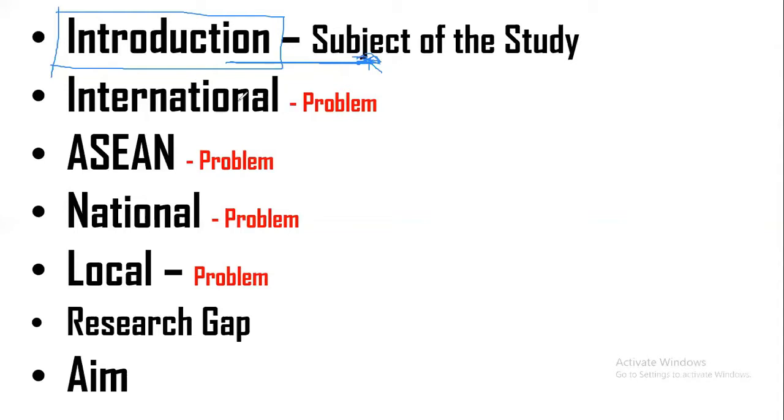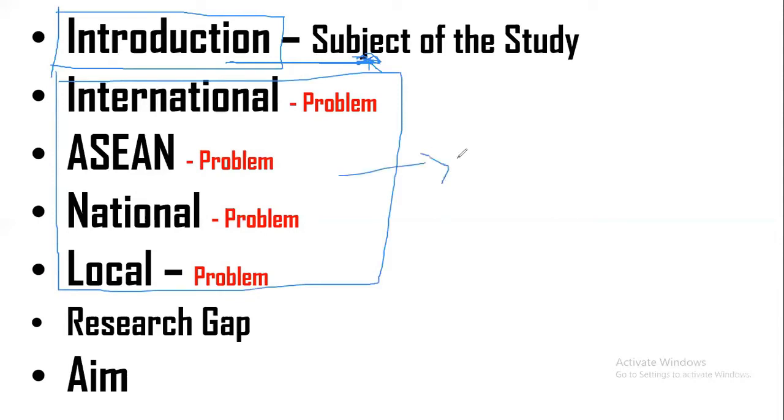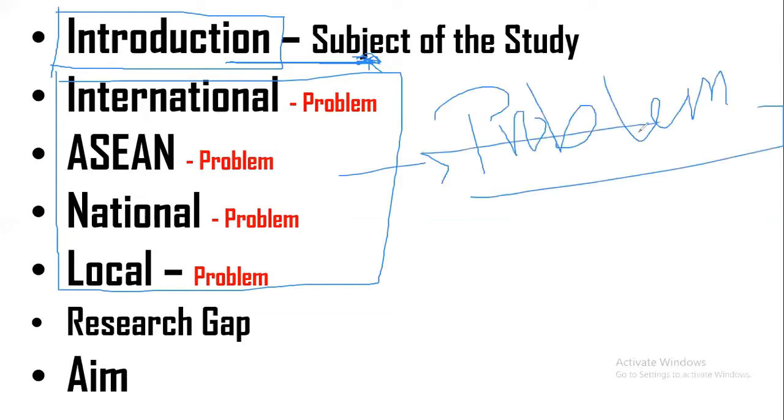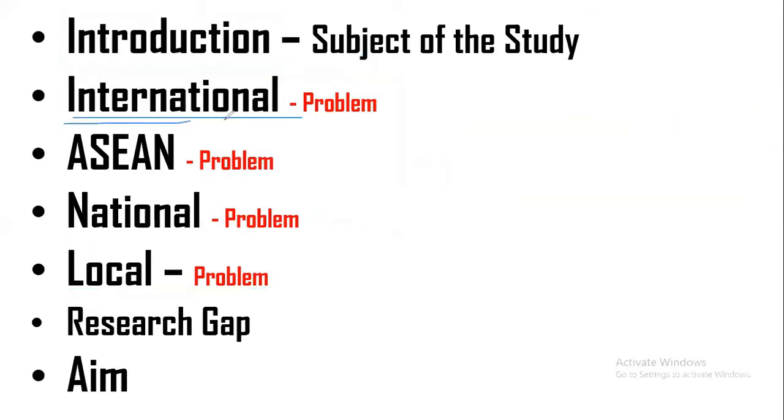Now let's go over the international, ASEAN, and local problem. In here, all you have to do is cite some problem. Now, this one should really be a problem. You have to justify in this part why it is a problem. Let's say, for example, internationally. Okay, let's clear that first. Internationally, you have to look for a problem that exists internationally, like, for example, in Australia.